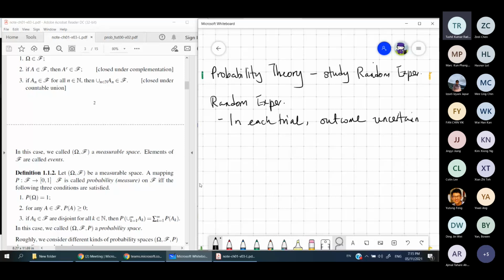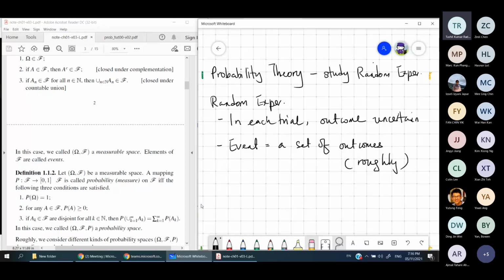However, based on the design of the experiment, we can always foresee what kind of outcome might happen. We can find out all the possible outcomes. So in that case, we have a sample space. Roughly speaking, we can say that an event is a set of outcomes. This is not so accurate, just a rough idea. So event is a set of outcomes.